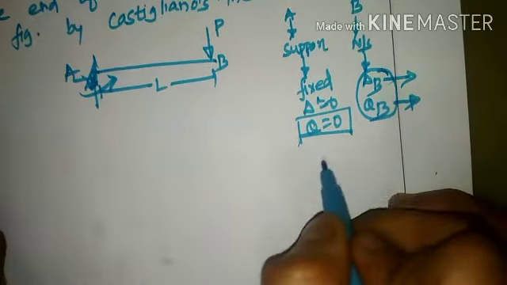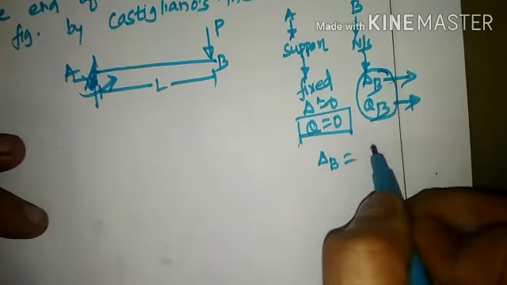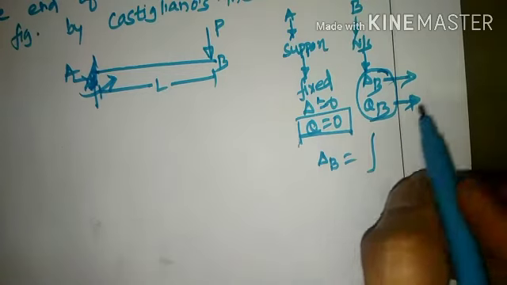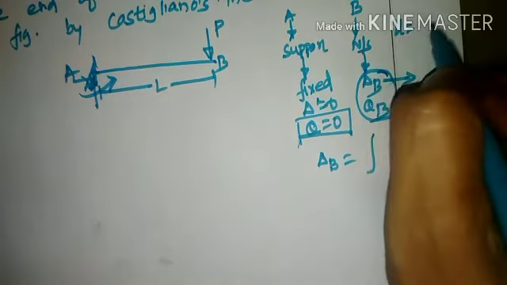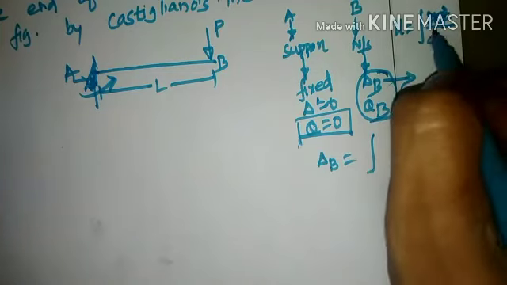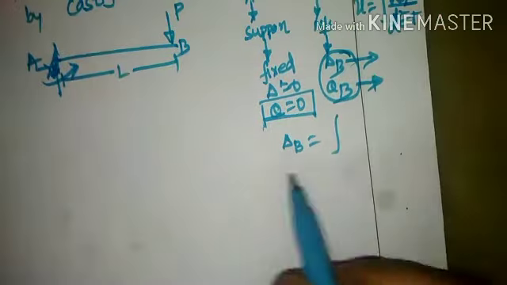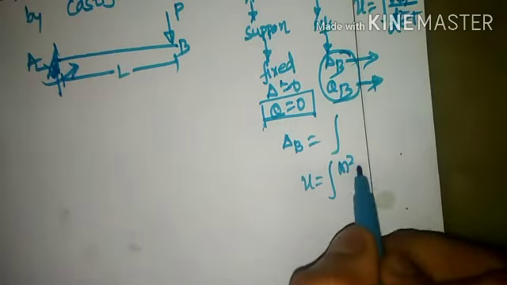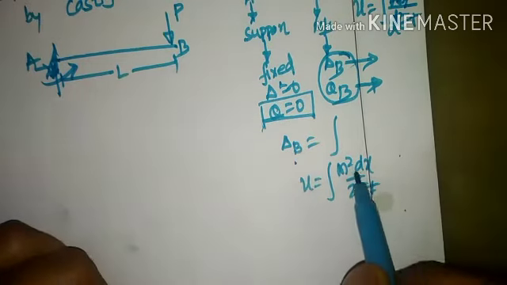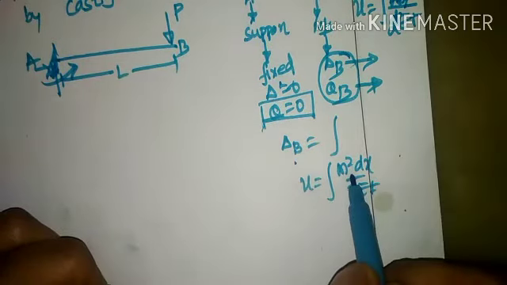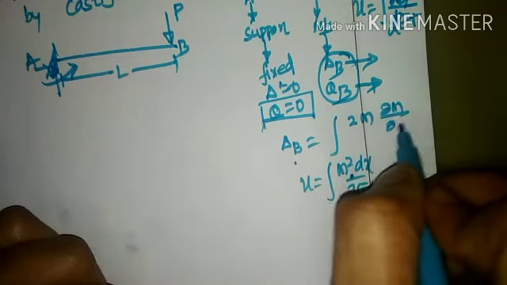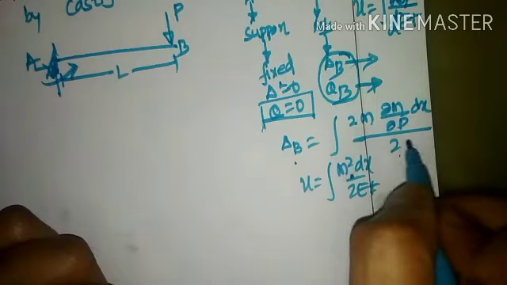To find out the deflection at B by Castigliano's theorem, delta B will be the partial differentiation of strain energy with respect to load. The strain energy expression is U equals integration of M squared dx divided by 2EI. That is the expression of the strain energy. So if I want to find out the deflection, I need to partially differentiate this strain energy with respect to load. If I partially differentiate, this will be integration of 2M dM by dP dx divided by 2EI to find out the deflection.